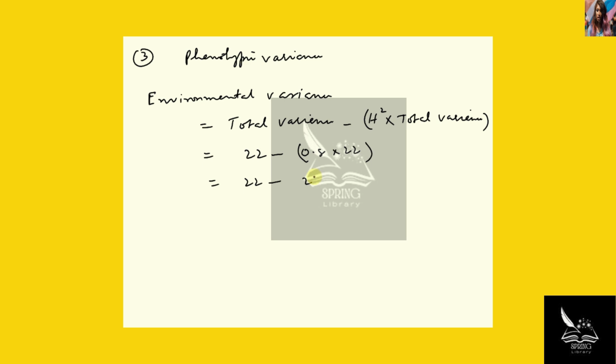22 minus 17.6, which is 4.4. So the environmental variance is 4.4, which means that the phenotypic variance due to the environment of wing length in the bat population is 4.4 centimeters.